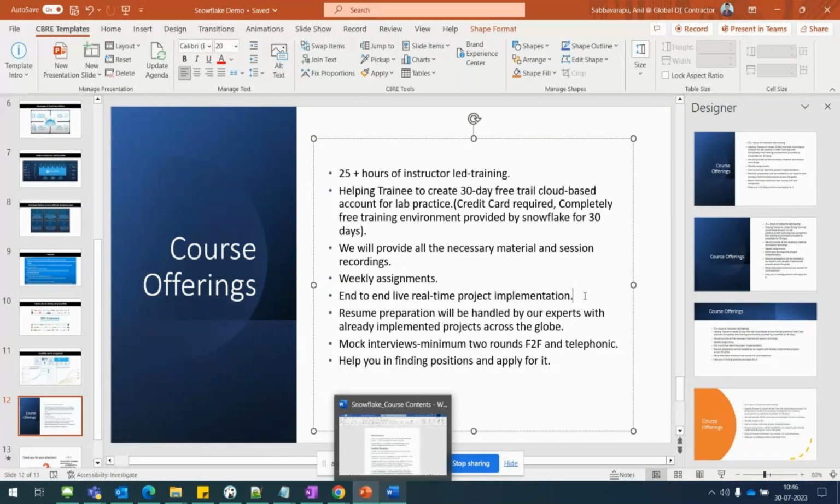We would help you in preparing your resumes, and we would let you know what the frequently asked questions in the market on Snowflake are. And we'll help you find positions and apply for them as well. It is a great opportunity for you to have the kind of material and guidance that we provide on learning and building your career on this particular tool.